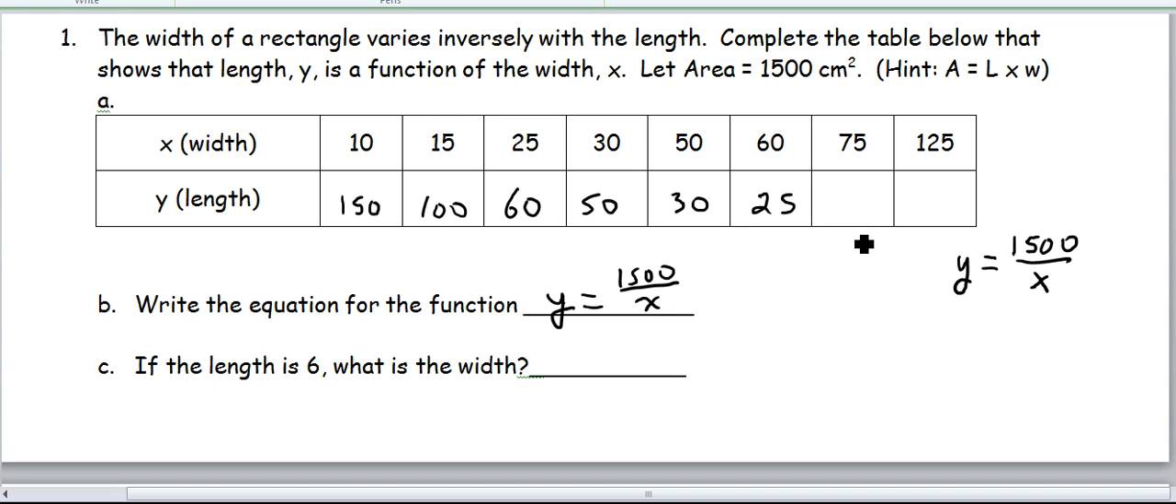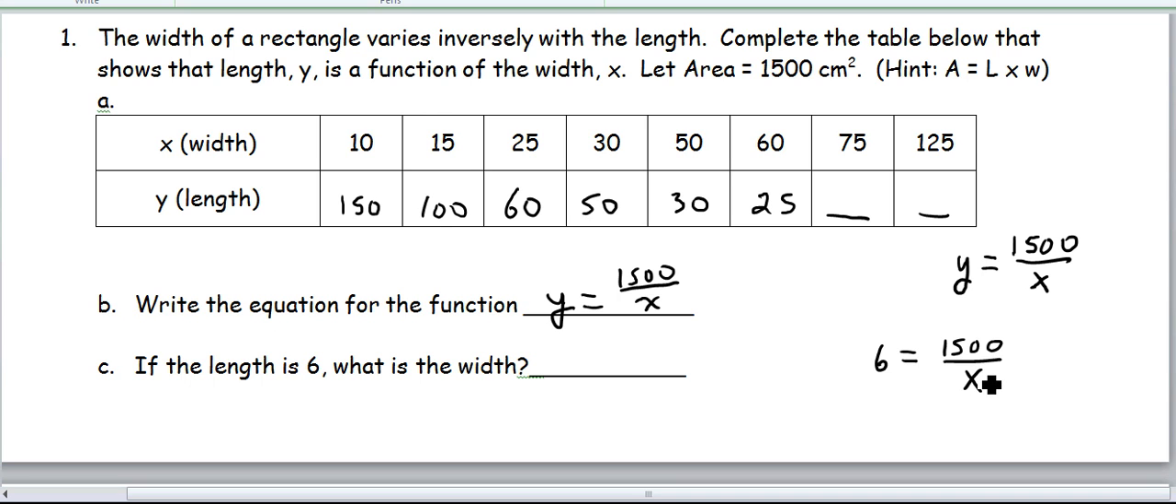And what I want you to do with your calculator at home, I want you to go back and fill in these two. I've just showed you how to do it. If the length is 6, what is the width? So remember, length is the y. So I would put 6. Let me work this out for you on the side, and then we'll put our answer in there. So I would say 6 equals 1,500 divided by x.